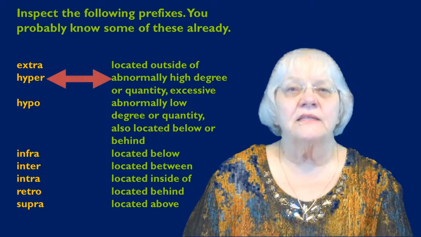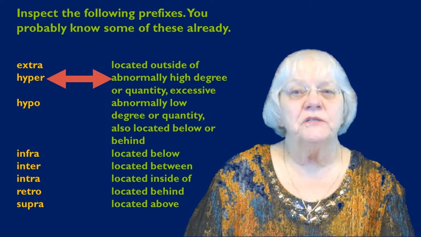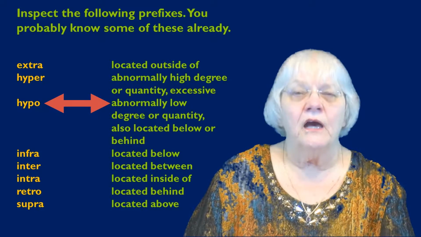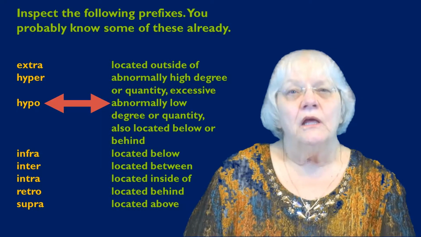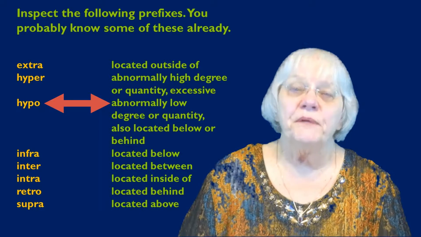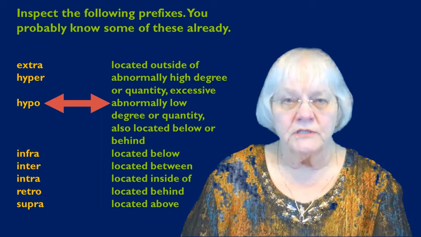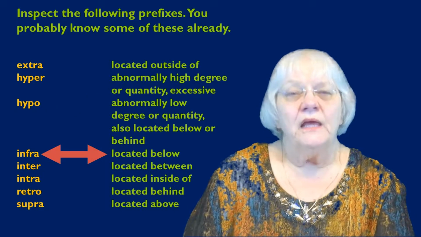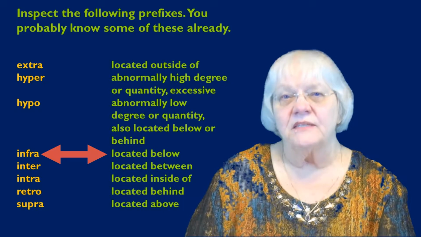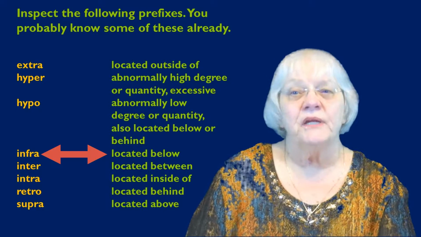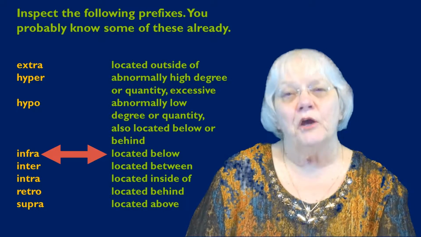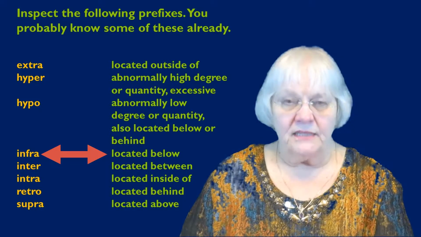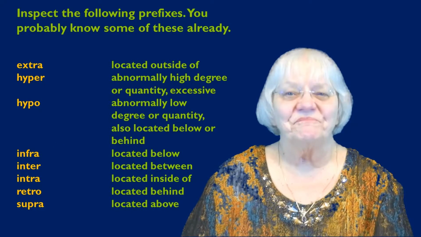Hyper means excessive, such as hypertension. Hypo means lower than normal or a deficiency of, so you could have hypotension. You could have hypoglycemia, which means that your blood sugar is below normal. The next one is infra. Infra and hypo can mean the same things in certain conditions, but infra means located below. So you could have an infradiaphragmatic abscess, an abscess below your diaphragm.